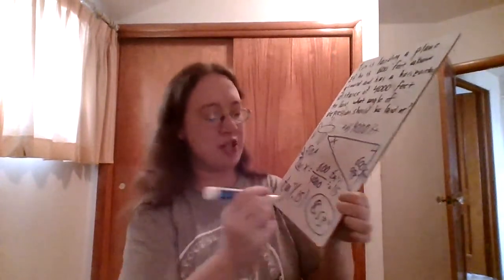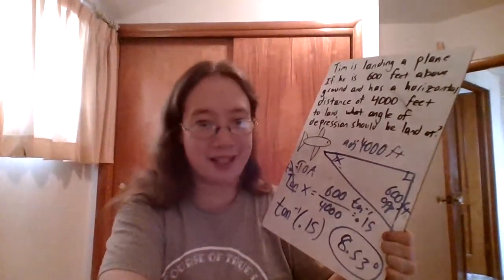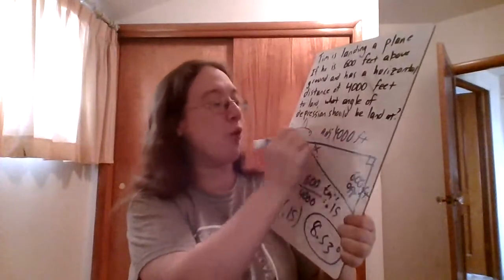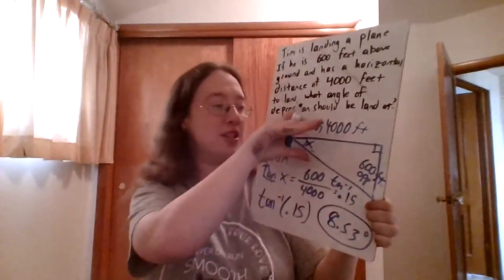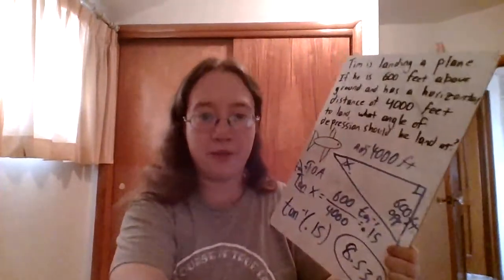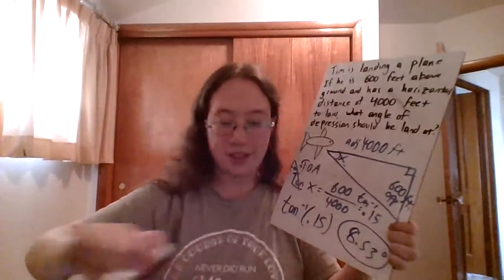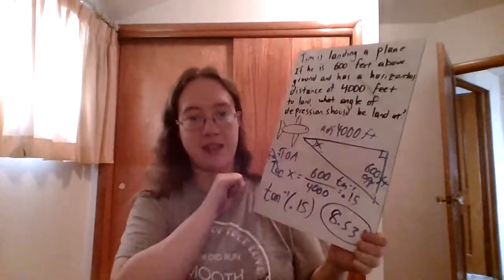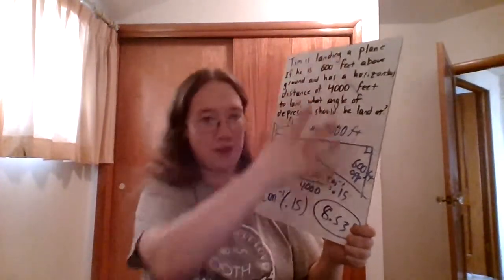Which may sound a bit small for an angle, but remember we definitely didn't draw this to scale because this 4,000 should really be quite a bit longer than our 600 here. So this should be an even tinier angle, so 8.53, yeah, that's about right, because you don't want to drop a plane at too steep of an angle. Or plain fish. Alright, so the big thing with that is just figuring out, okay, this is the thing we're looking for from all these words.